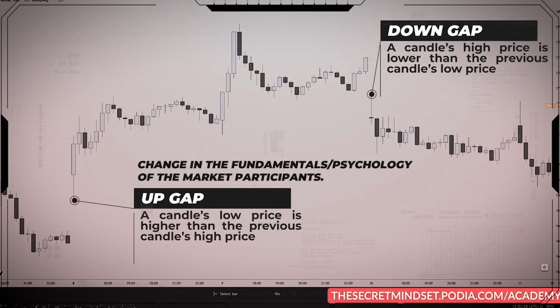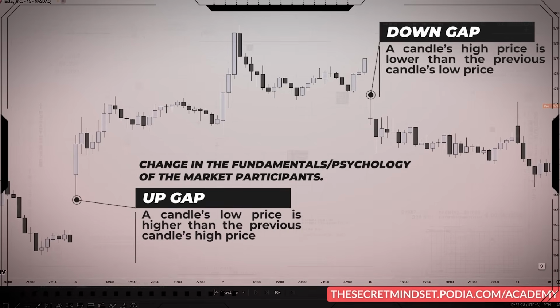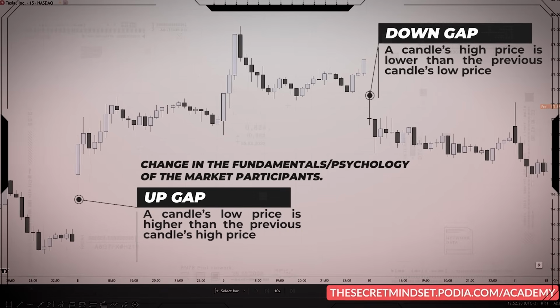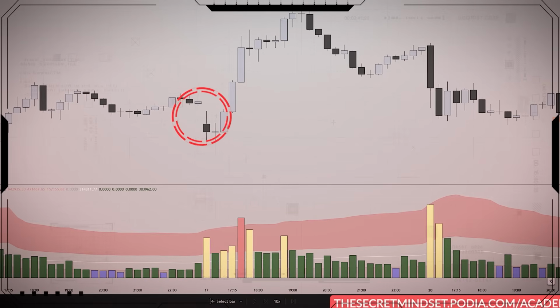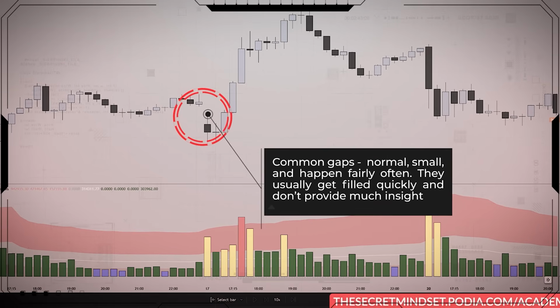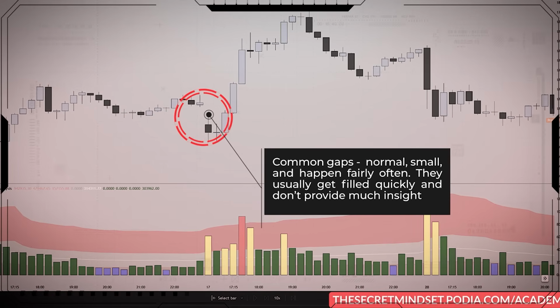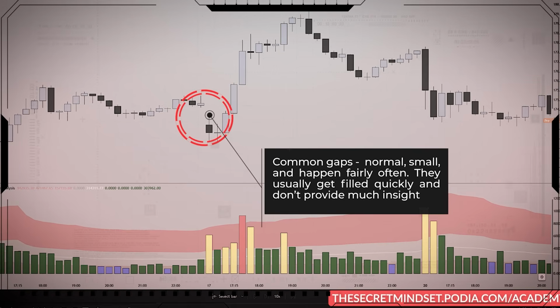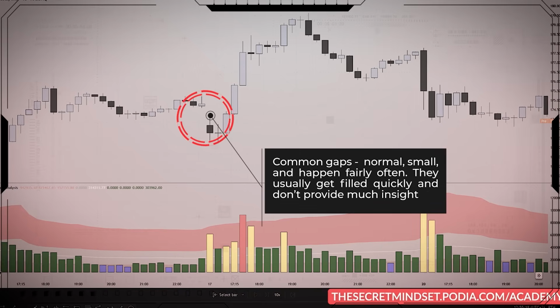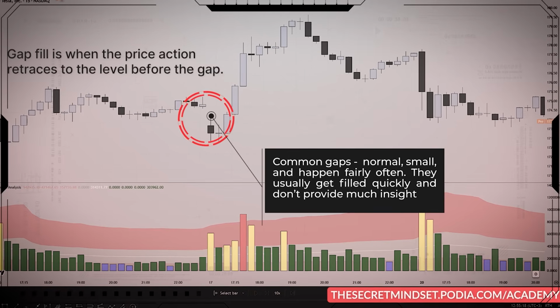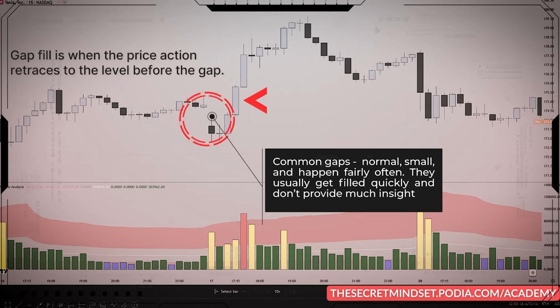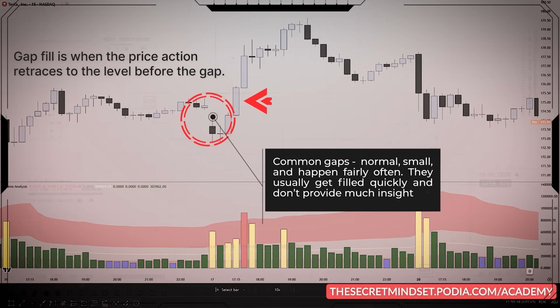Gaps show that something significant has changed in the fundamentals or the psychology of the market participants. There are four main types of gaps. First, we have common gaps. These gaps are normal, small, and happen fairly often. They usually get filled quickly and don't provide much insight. A gap fill is when the price action retraces to the level before the gap.